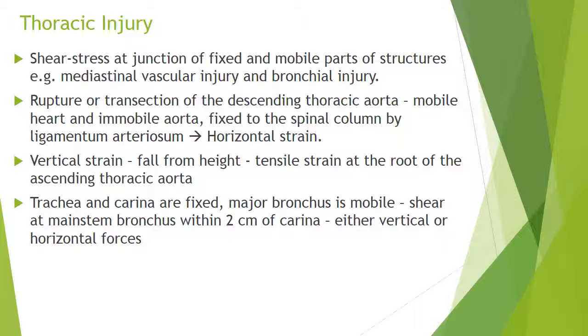The trachea and the carina are fixed, but the major bronchus is still mobile. Therefore, a shear occurs at the main stem bronchus within 2 centimeters of the carina. This could occur in either vertical or horizontal shear injuries.